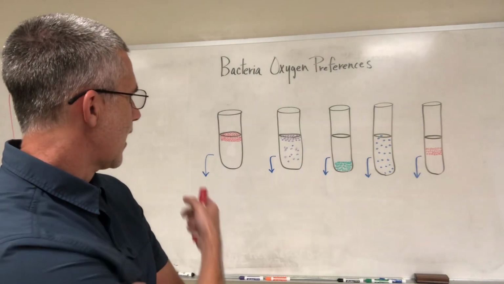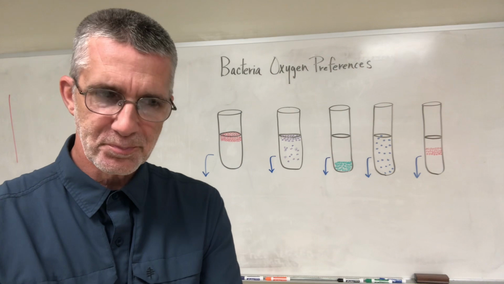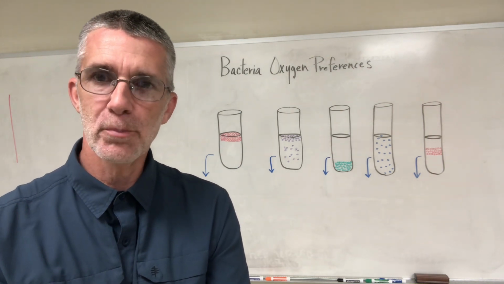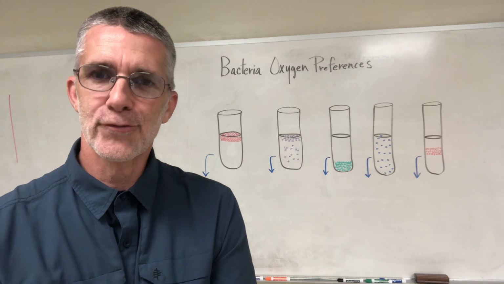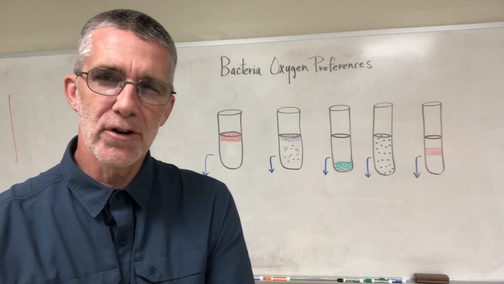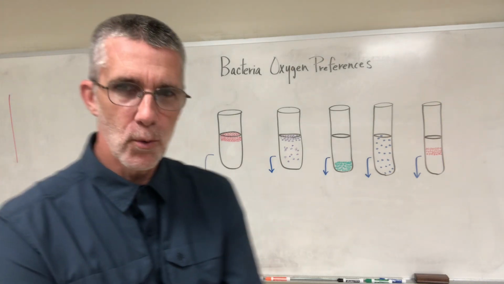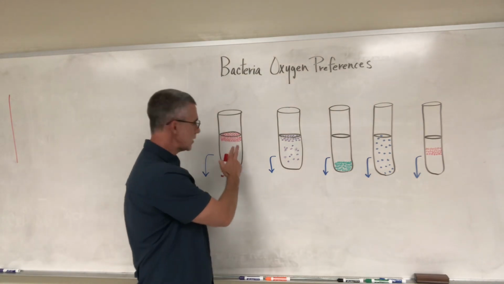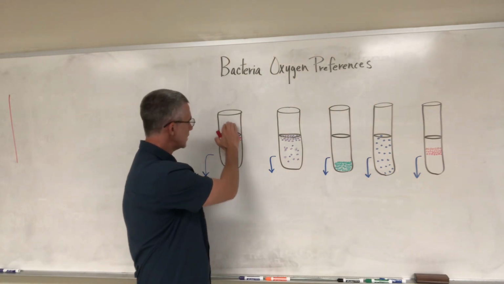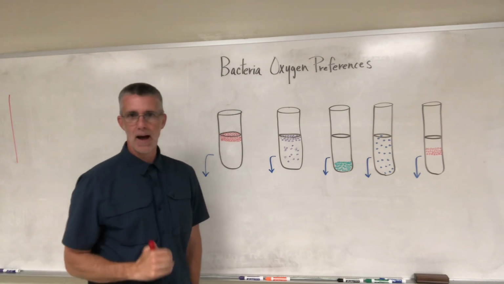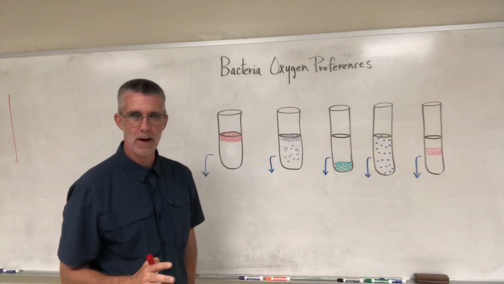You'll see here that I have 5 test tubes. And in each of those test tubes, there's some type of culture media that allows for bacterial growth. And that media just has different nutrients in it. But we're going to focus on oxygen. And what I want to point out is that here at the top, where the culture media meets the atmospheric oxygen, this is where oxygen is going to be highly concentrated. So keep that in mind.